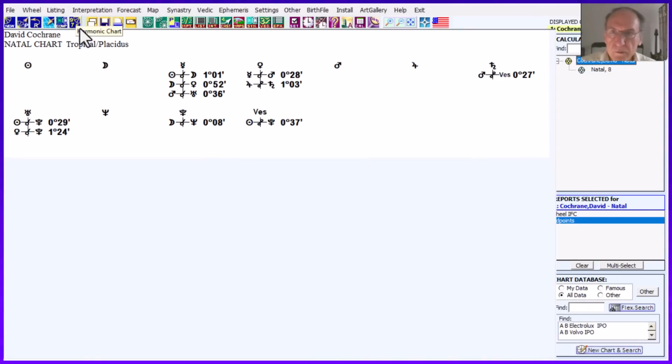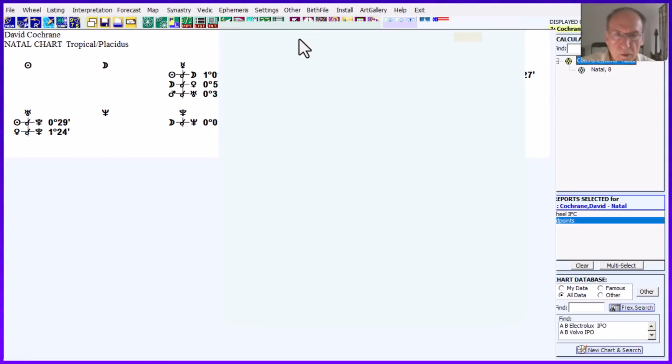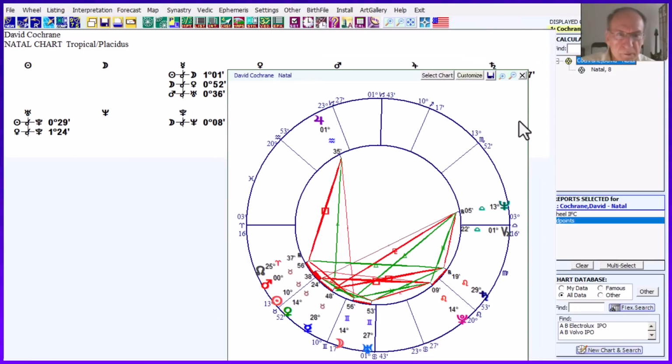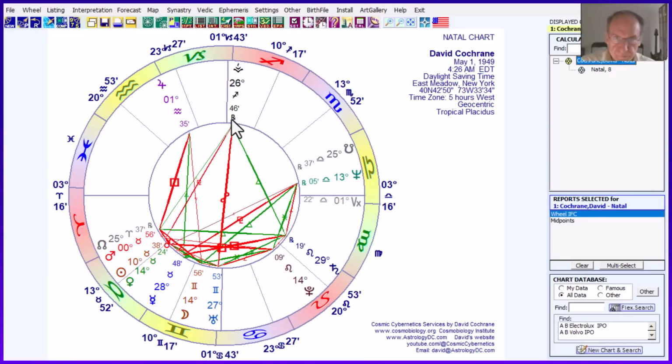And what you'll notice is, I put Vesta in here, that Vesta is at the Sun-Pluto midpoint, 37 minutes. And Uranus is at the Sun-Pluto midpoint, 29 minutes. So going back to the chart wheel, this Uranus opposition Vesta is falling right in between the Sun and Pluto.